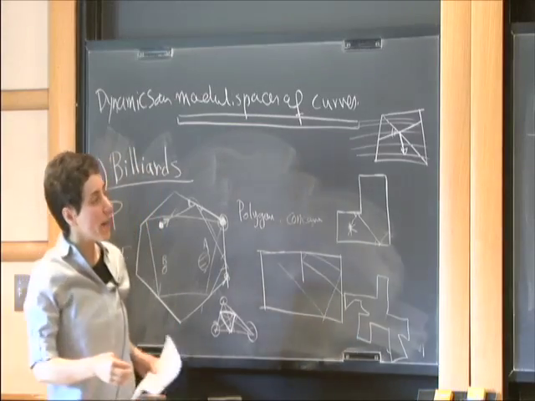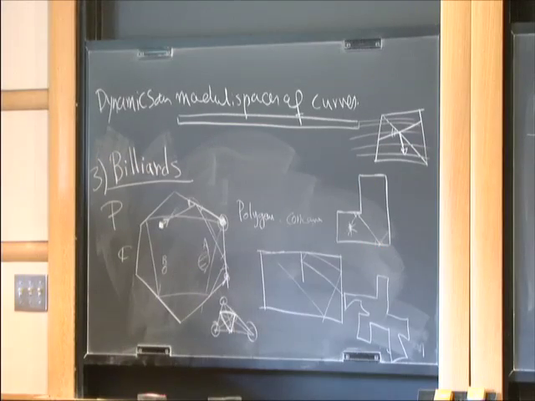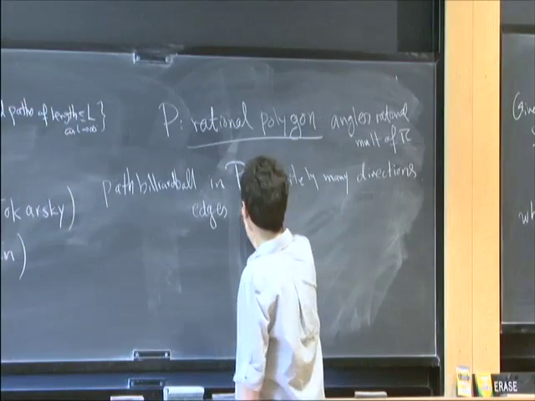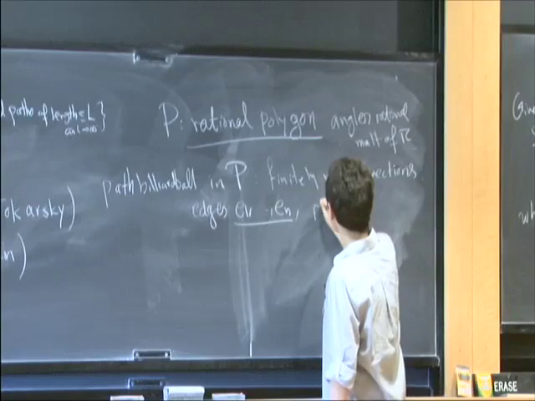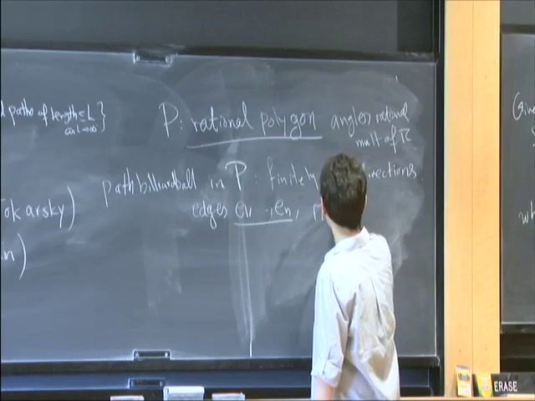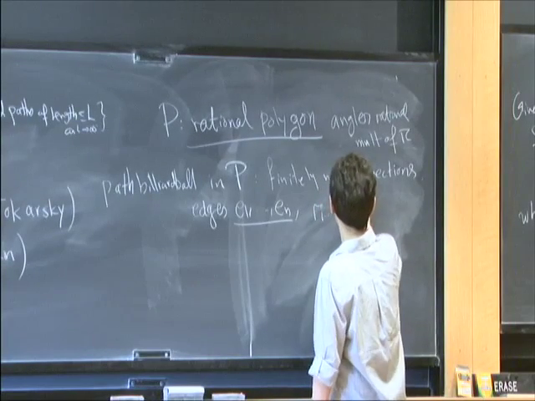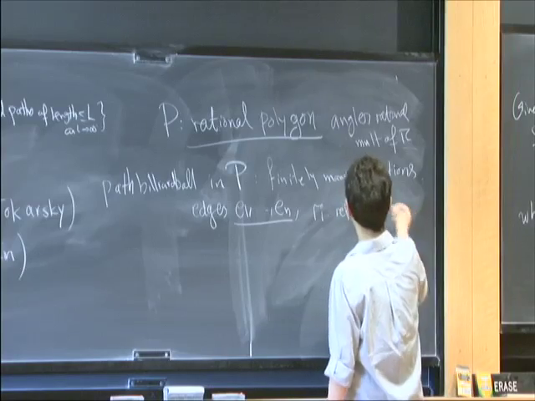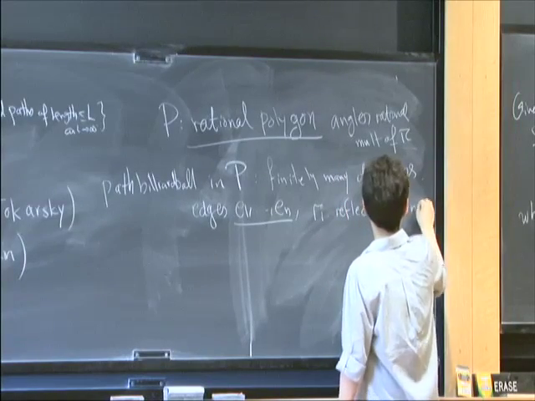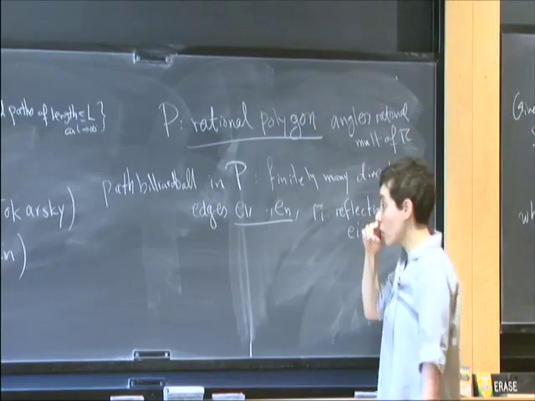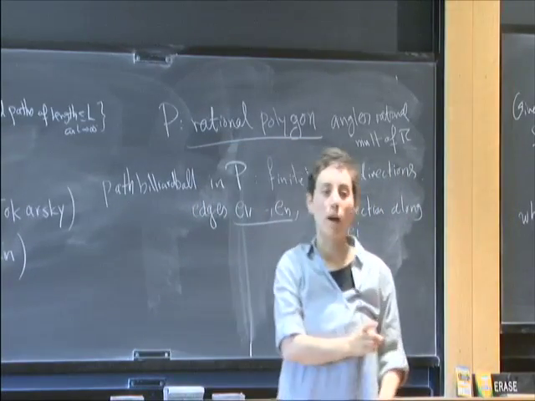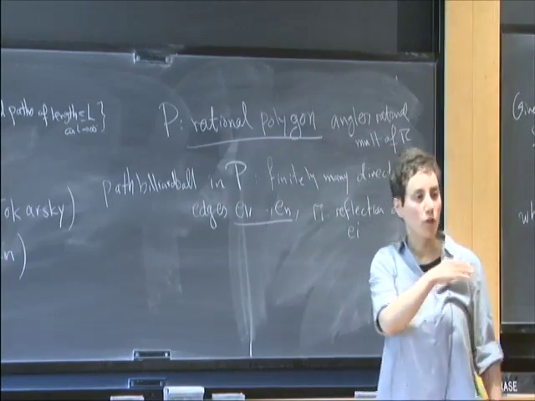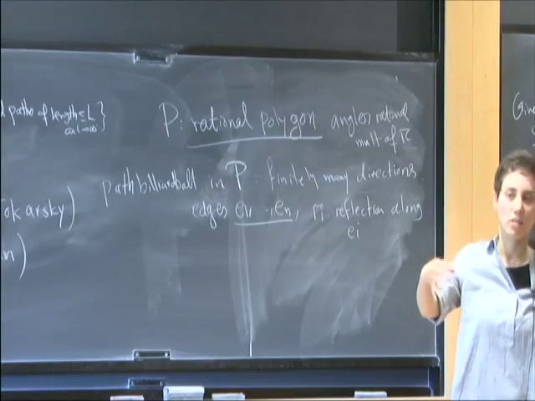So you can say, okay, imagine the edges of P, which are E1 to En. Each one will define Ri, which will be just the reflection along Ei. Then if you start the path, bouncing off of the wall, basically what you are doing is acting by the reflection each time.